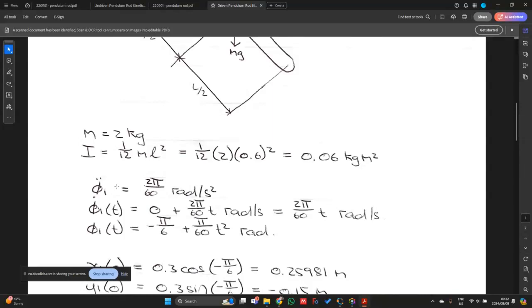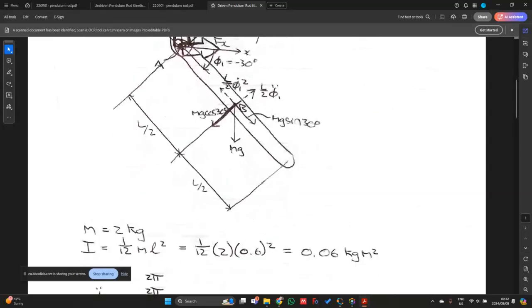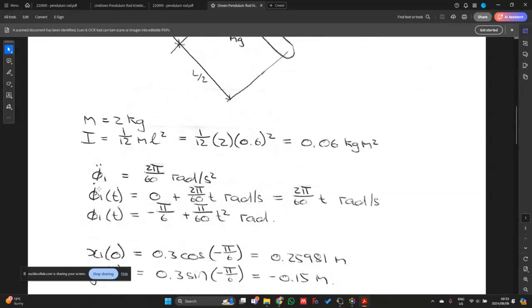And now we also specify some sort of a driver over here. So we have phi 1 double dot, which is equal to 2 pi over 60 radians per second squared. So we specify what the rotational acceleration of the system must be. But in order to get that rotational acceleration, we have to have some sort of a moment over here that's going to instigate that motion. So we first just start with phi 1 double dot equal to 2 pi over 60. If I integrate it once, I'm going to get the rotational velocity.